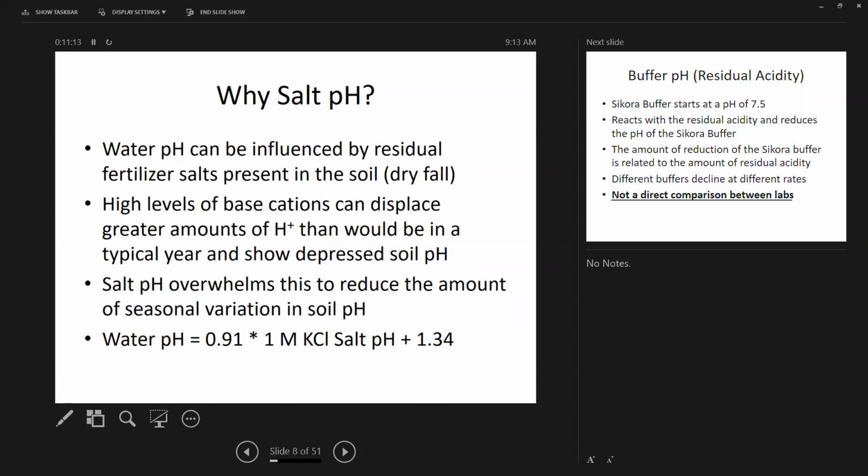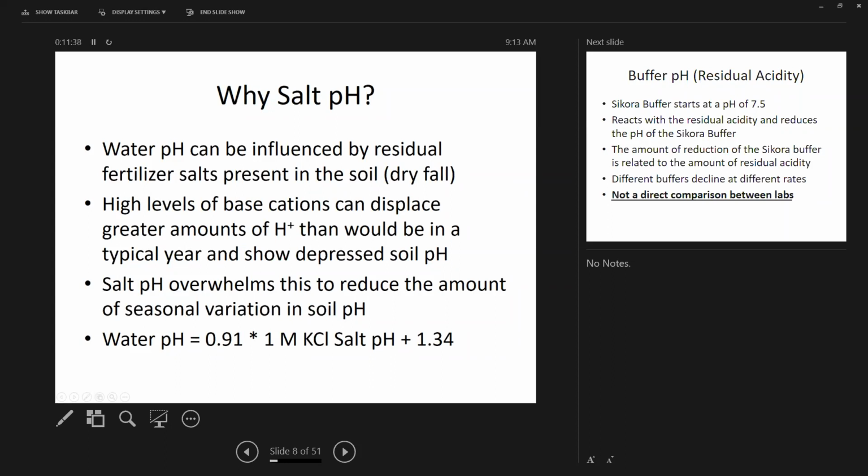We can overcome that by just adding a set amount, or a pretty high level, of salt to reduce that seasonal variation. So we remove that variation by adding a known amount of salt. So we know how much salt we're adding, therefore we can measure it. And the relationship is water pH equals the salt pH.